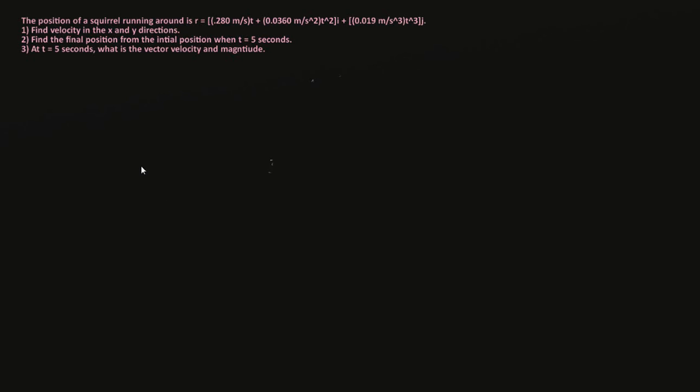Okay, so in this problem we have to find the velocity in the x and y directions, or components, where the position of the squirrel is given. Okay, so the position will be... here, let me just rewrite this so it'll be easier to see.